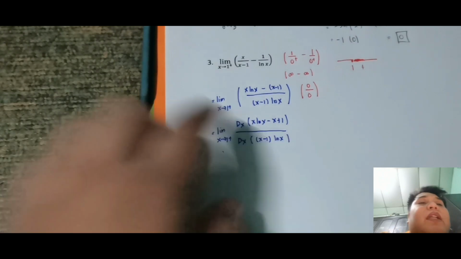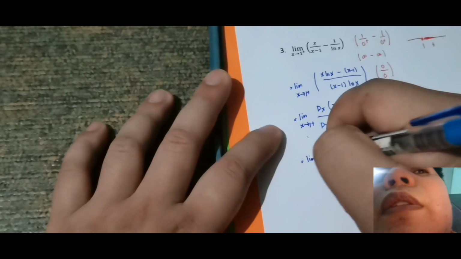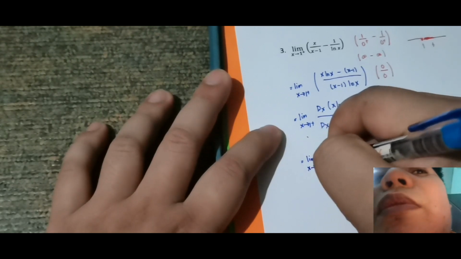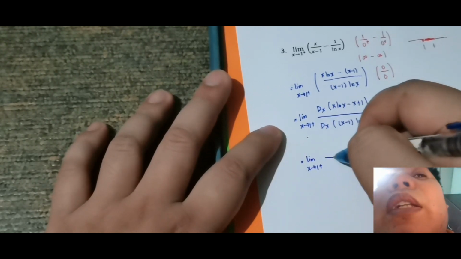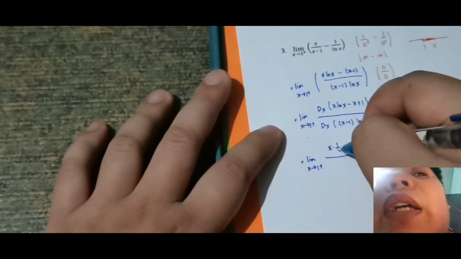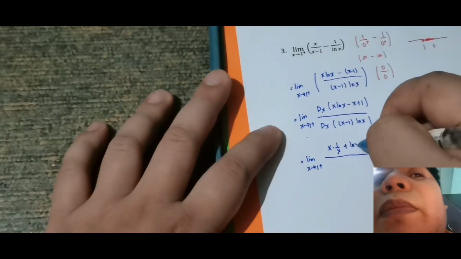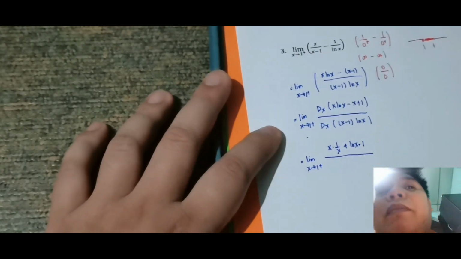So, derivative ng x ln of x, ano mangyari? This is just equals sa limit as x approaches 1 from the right. Sa numerator, syempre x times 1 over x kasi derivative ng ln of x is 1 over x, times ln of x plus 1. So, plus ln of x times derivative ng x is 1.